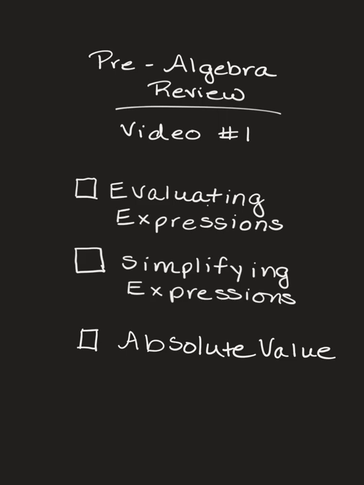So let's get started. What we're going to do in this video is I'm going to review how to evaluate an expression and what that means. We are going to talk about simplifying expressions and how we use order of operations to do that. And then at the end, I'll touch on absolute value and how order of operations apply when we're simplifying expressions that have absolute value in them.